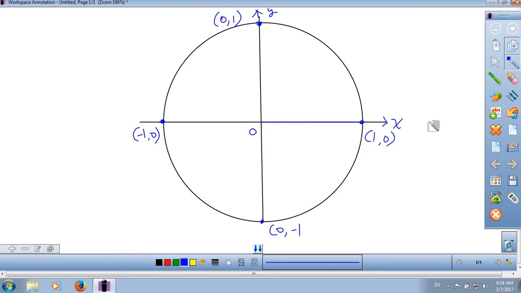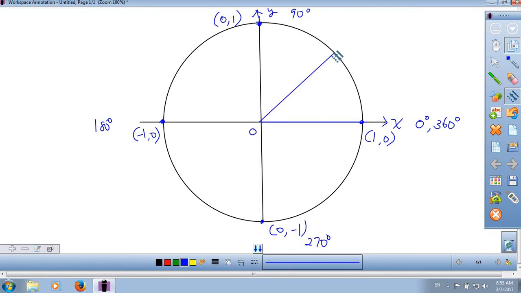So that means the positive x-axis represents 0 degrees, and the positive y-axis represents 90 degrees. The negative x-axis represents 180 degrees, and down here represents 270 degrees. And when we come back here, it represents a whole completion of rotation. A complete rotation is 360 degrees. So those are the ways that we can start labeling the angles. We're going to use radians a little better later.